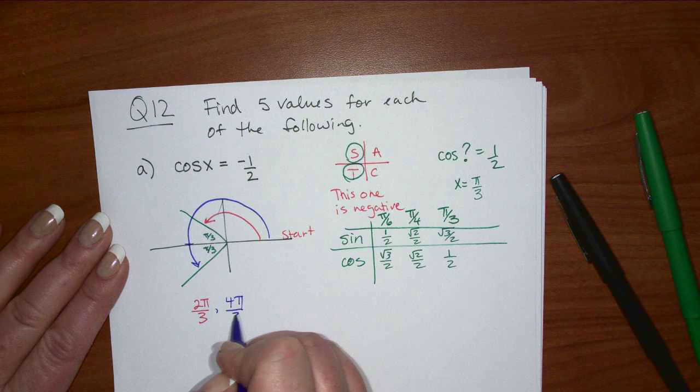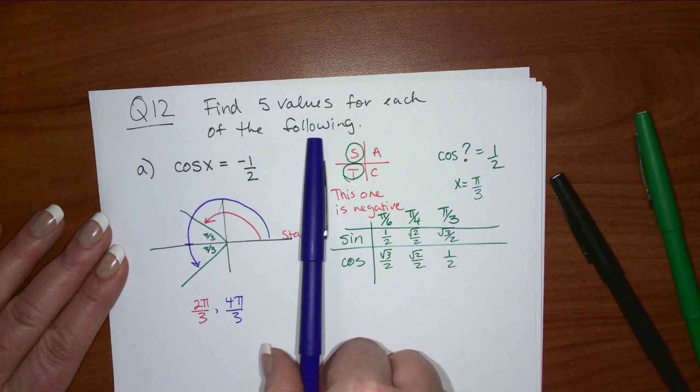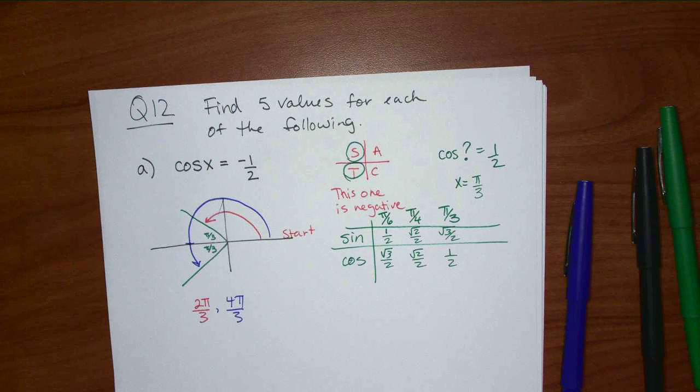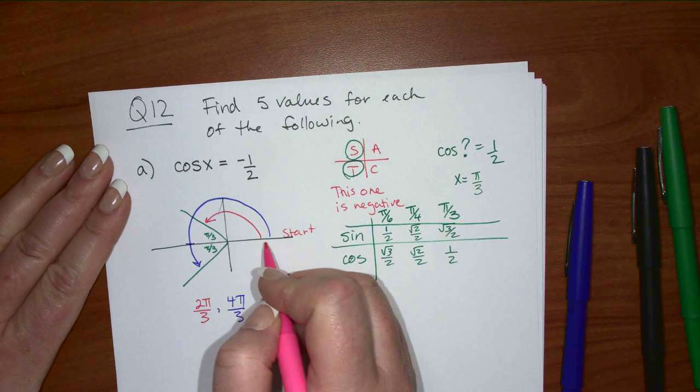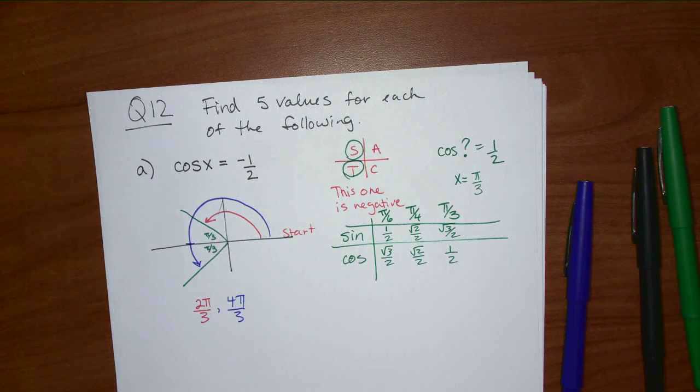How many values do we want? 5. We could keep going around positive, or we could go negative to find them. So let's do one negative one to see. So here's our start. In case, I could say find 2 positive and 2 negative values, so you need to know how to do both.